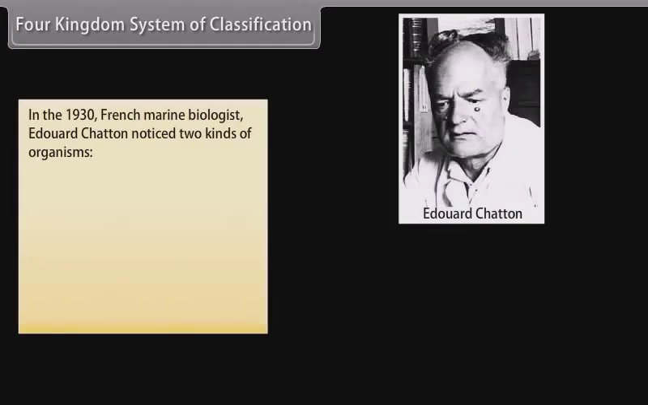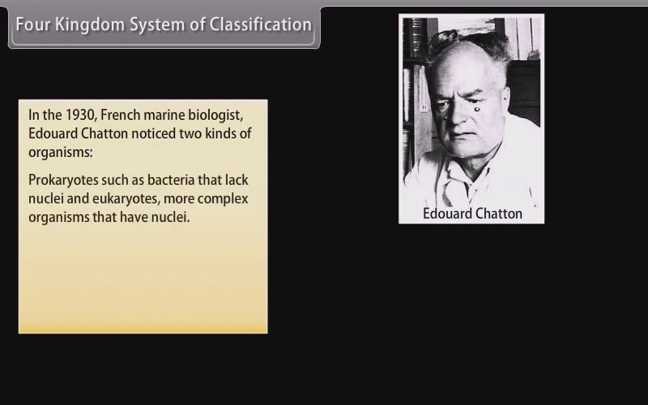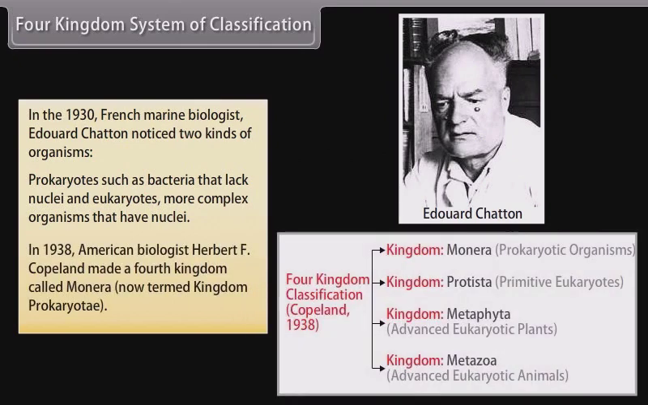Four kingdom system of classification. In the 1930s, French marine biologist Edouard Chatton noticed two kinds of organisms, prokaryotes such as bacteria that lack nuclei, and eukaryotes, more complex organisms that have nuclei. In 1938, American biologist Herbert F. Copeland made a fourth kingdom called Monera, now termed Kingdom Prokaryote.